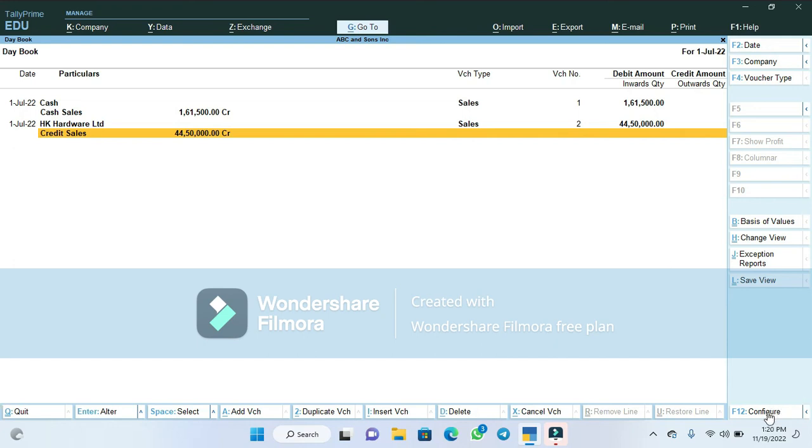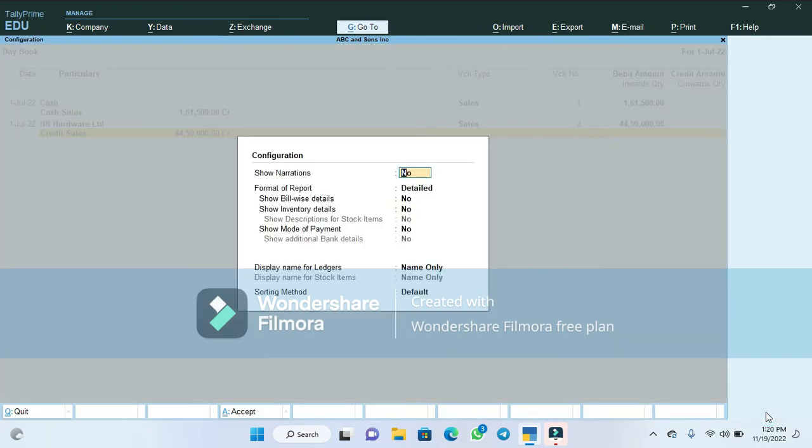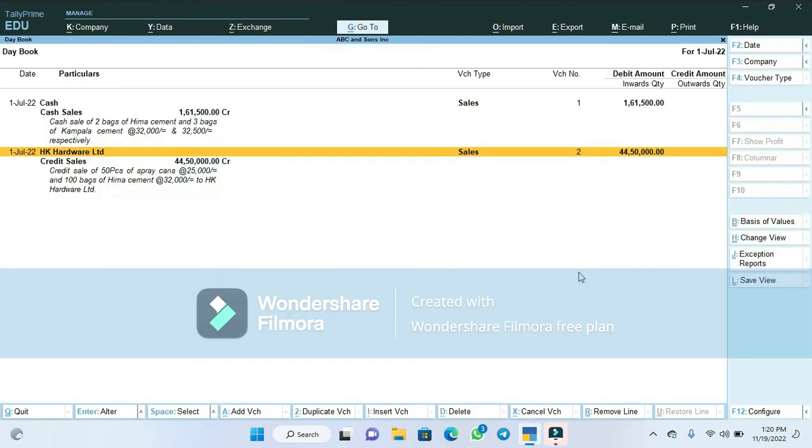However, let's go to configure. You can see that we can show the narrations. Press Y and enter. Detailed or condensed, we want detailed. Show bill-wise, enter. The rest, leave them as they are. So I guess you are now seeing the benefits of the narrations.